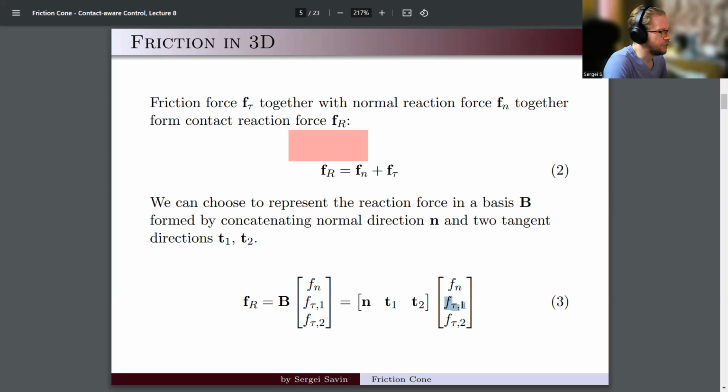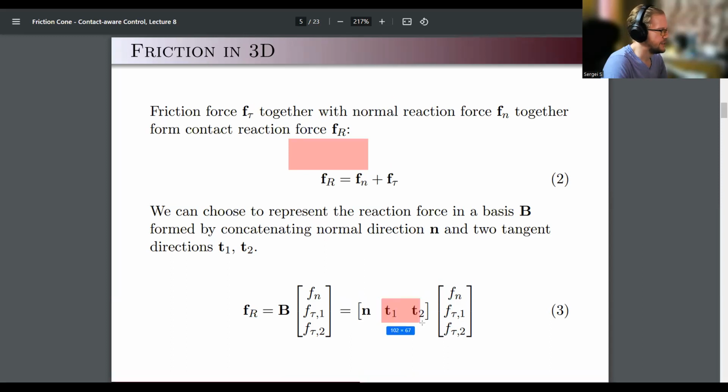This part, F tau 1 times T1 plus F tau 2 times T2, is a friction force component. So if we multiply this by this, we get friction force F tau. The norm of F tau has to be less than the norm of Fn, so less than this component, Fn times n.